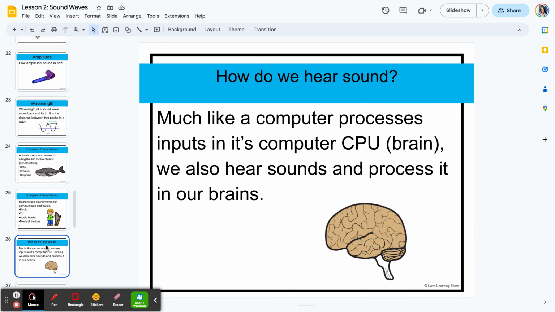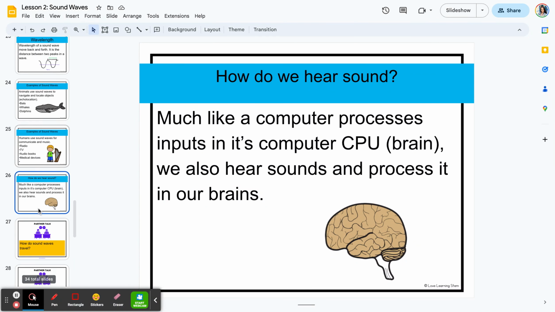And so, how do we actually hear sound? Well, our brains are very similar to a computer. They're able to take the input, which is, let's say, the sound happens, and we're able to process it in our brains, kind of like a computer CPU, and then we hear the sound, and that's how it happens.